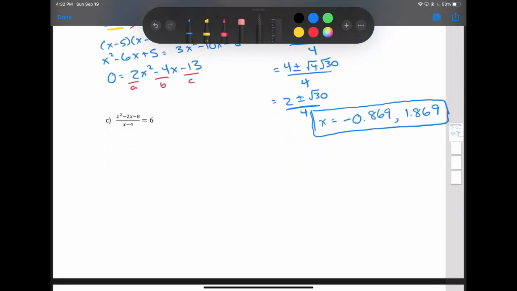Next one. x squared minus 2x minus 8 over x minus 4 equals 6. Same thing. Let's start by factoring to make sure that we can't cancel anything out. We need two numbers that multiply to negative 8 and add to negative 2. And I think those numbers are negative 4 and positive 2. Oh, and I already see an advantage here.